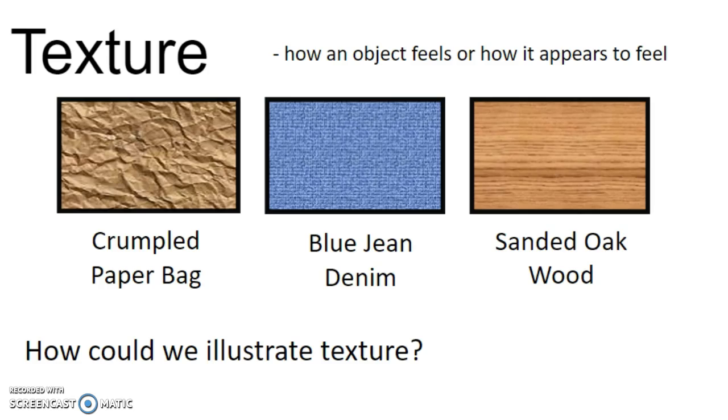Texture is how an object feels or how it appears to feel. The three objects below, a crumpled paper bag, blue jean denim, and sanded oak wood, are examples of the way texture can look. They each look different, and if you would be able to touch them, they would feel different. To illustrate texture, similar to value changes, we can manipulate line weights and proximities, which will add definition and detail to our drawings.